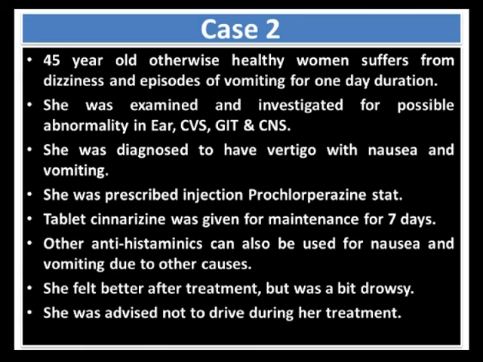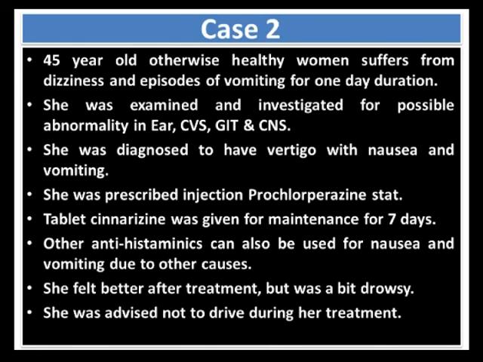So try to check her GIT, CVS, because that's also one more system that can relate to dizziness, and CNS of course, because that also relates to dizziness and vomiting. You need to check these systems before you come to a specific diagnosis. Though to me she might be just a case of vertigo, being a female who is middle-aged and so on. So she was diagnosed to have vertigo with nausea and vomiting, mostly a middle ear problem.